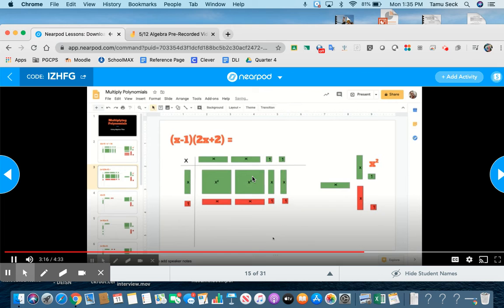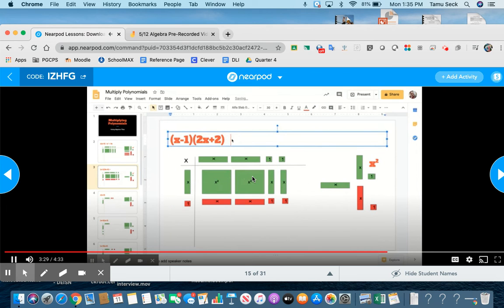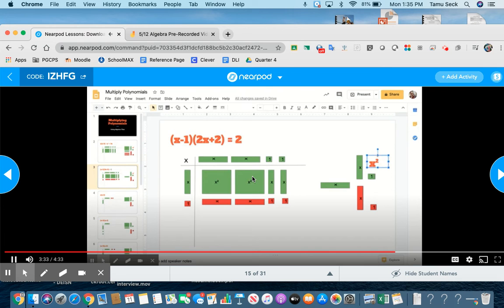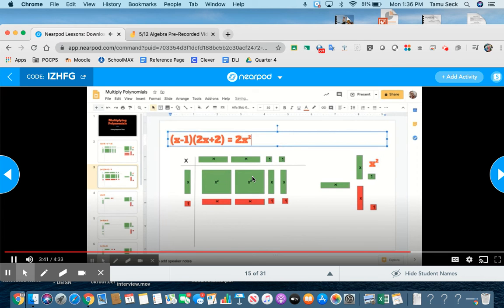All right, so now we want to combine like terms again. So we have x squared plus x squared. We're going to combine these. So how many x squareds do we get? We get 2x squared. All right, copy and paste this. So 2x squared.